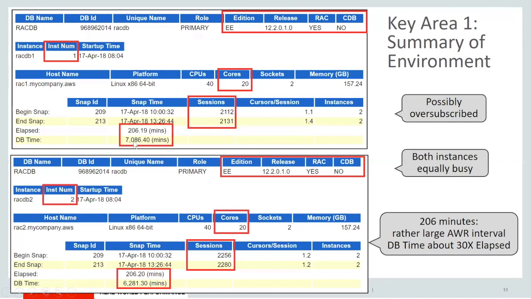Both instances have accumulated about the same figure of DB time. This now tells us that both nodes are equally busy in terms of DB time. And what we also see is that the DB time is roughly a factor 30 of the elapsed time. So on average, of these 2,000 sessions, 30 were active, 30 were servicing a database call on average.